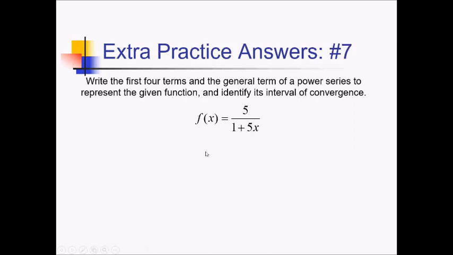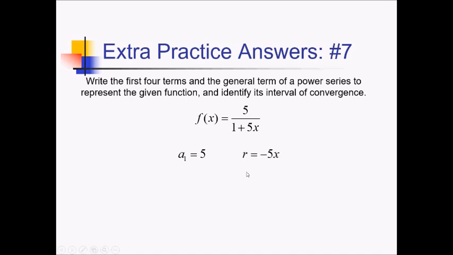For this problem, I want the first 4 terms and general term of a power series for this function. Since this is in infinite geometric series form, this is really a1 over 1 minus r, I can use that to write out my power series. So my a1 value, my first term, is just going to be my numerator of 5. And then the common ratio that I'm multiplying by over and over again is going to be whatever's being subtracted from 1 in the denominator. Since we're doing 1 plus 5x, that means that negative 5x is my r value.